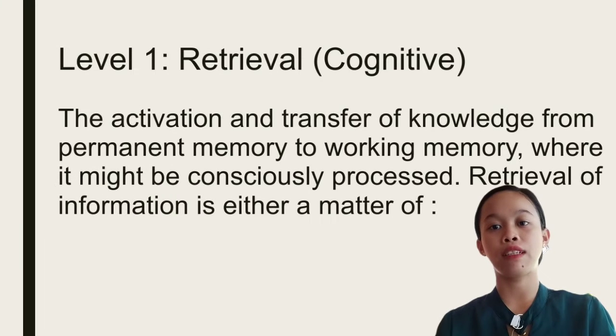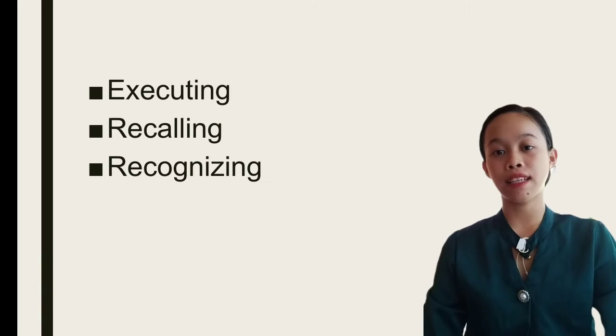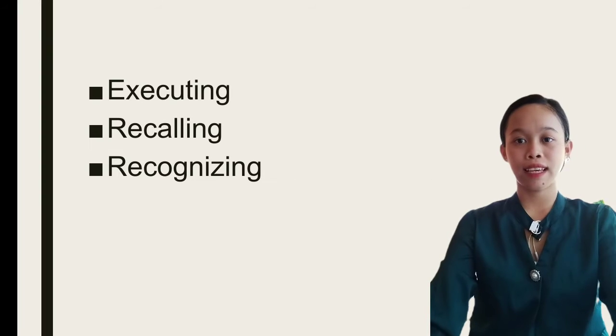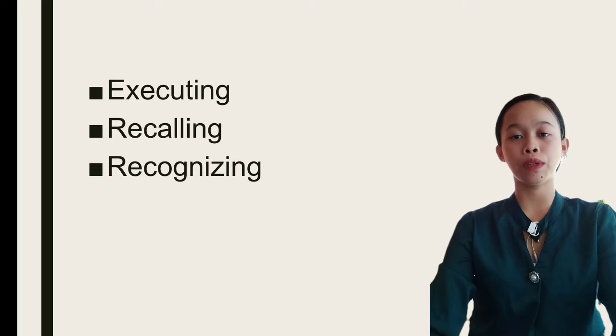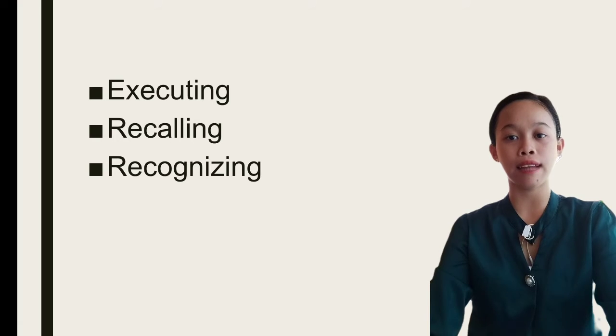The first level is retrieval under the cognitive system, the activation and transfer of knowledge from permanent memory to working memory, where it might be consciously processed. Retrieval of information is either a matter of executing, recalling, and recognizing. First is executing. The students will be able to perform a procedure without significant error, but not necessarily understand how and why the procedure works.